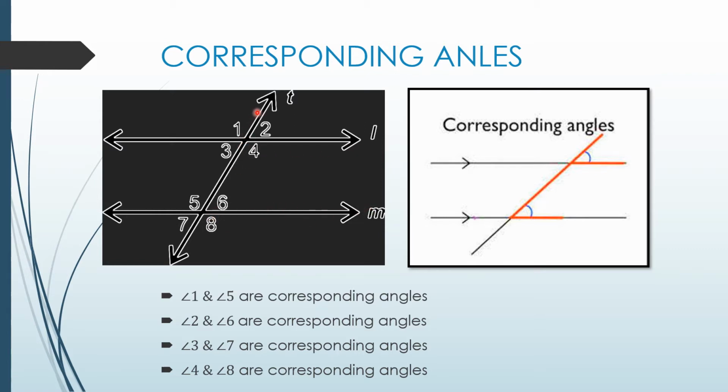Angle 1 and angle 5 are corresponding angles. Angle 3 and angle 7 are corresponding angles. Angle 4 and angle 8 are corresponding angles. Here in the figure it is shown that this angle and this angle would be corresponding angles because two parallel lines are intersected by a transversal forming the same relative angle.